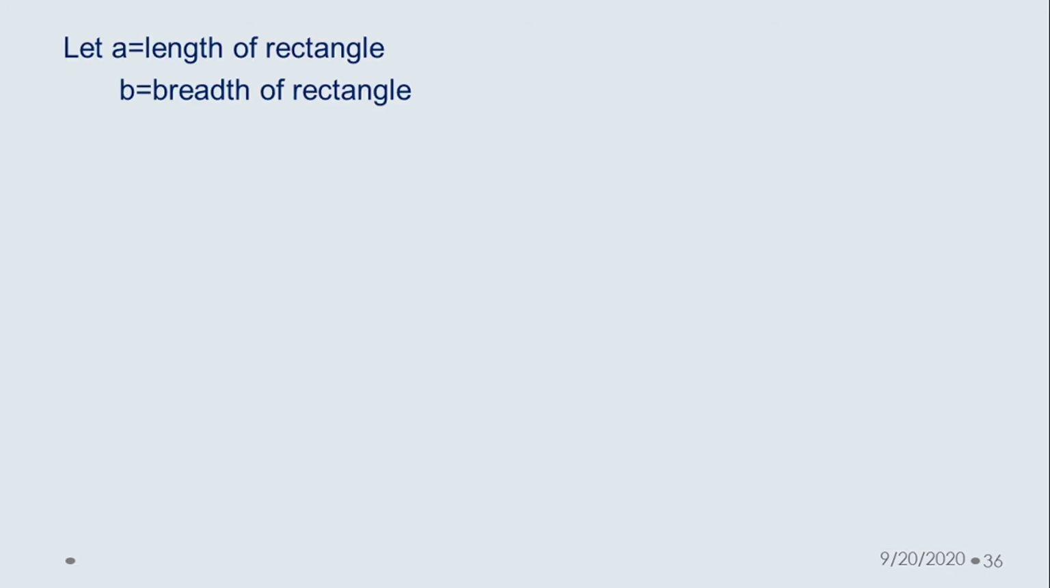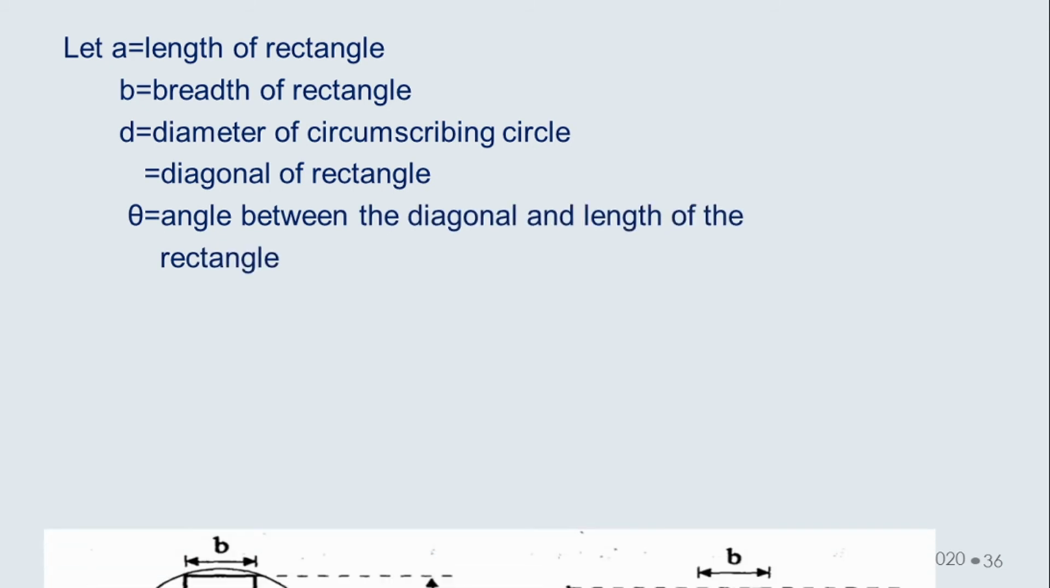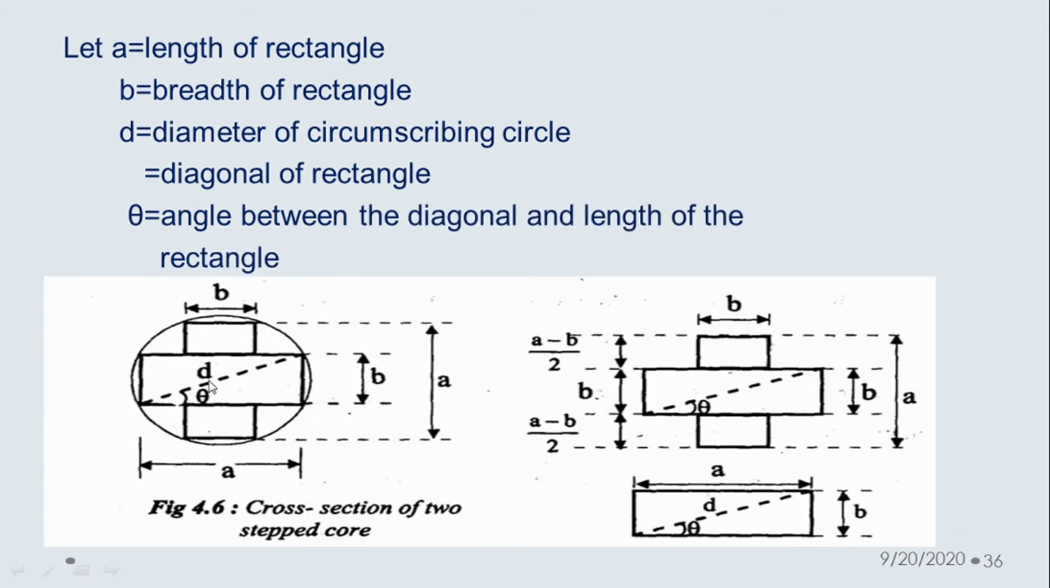So here, if you see the figure, this is a two-stepped core, correct? Cross section of the two-stepped core. This is one step and this is the second step. Similarly here, this is one step and this is the second step, which are equal rectangles mounted in horizontal and vertical positions in a circle, correct? So that will form a two-stepped core.